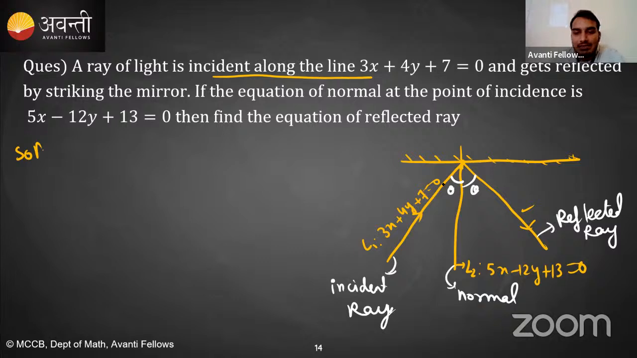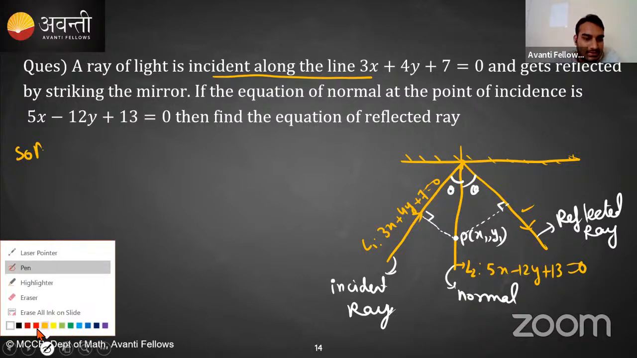Okay. So as you know, students, what I'm doing is, let's say there is any point P (x1, y1), which is lying on the normal. Okay. And I drop a perpendicular on the incident ray and the reflected ray. Okay. So like this. Okay. Like this.